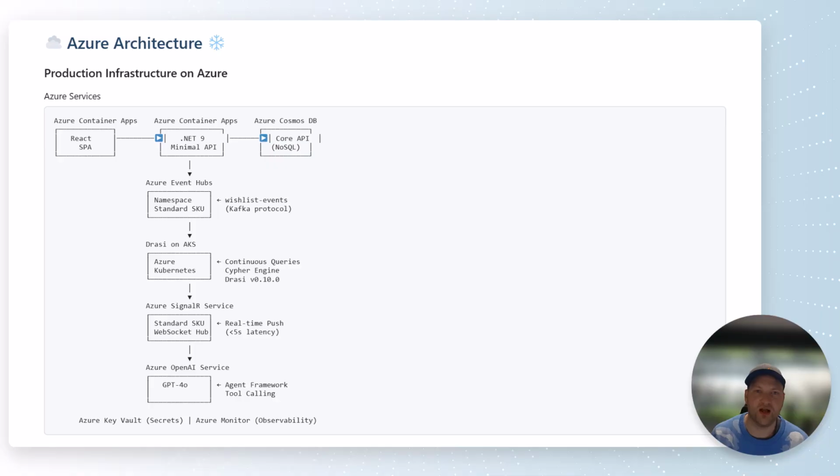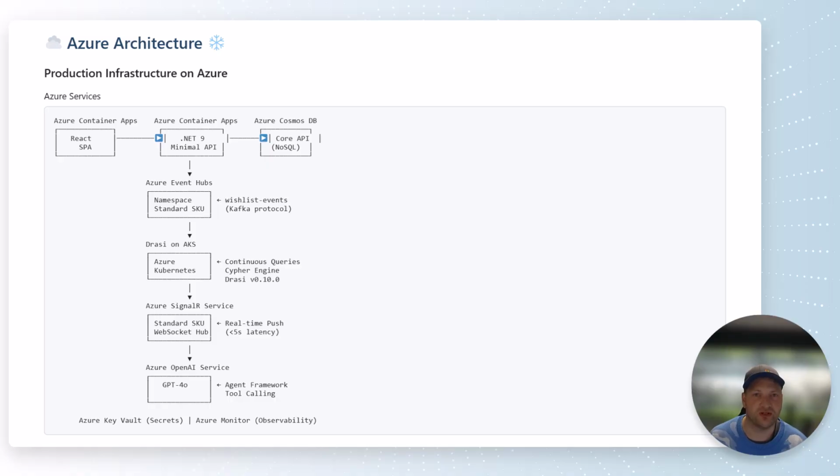So we've got Event Hubs picking that up. Drasi, of course, running on AKS, version 0.10.0, as I talked about as well. And then SignalR service, Azure SignalR also. So that was running on the AKS cluster as well. So I didn't need an additional service for that. And then Azure OpenAI running GPT-4o.